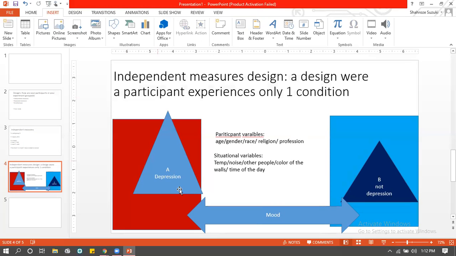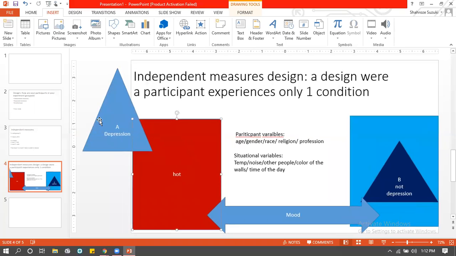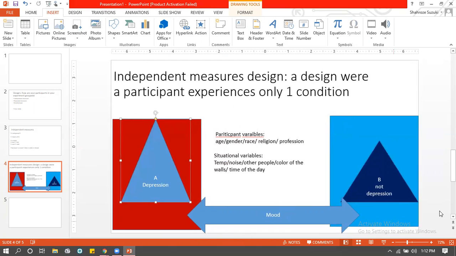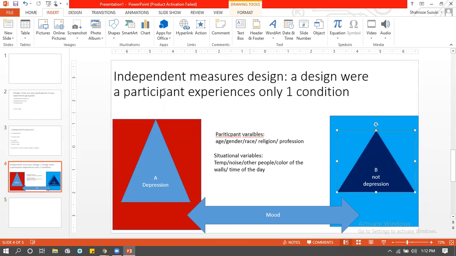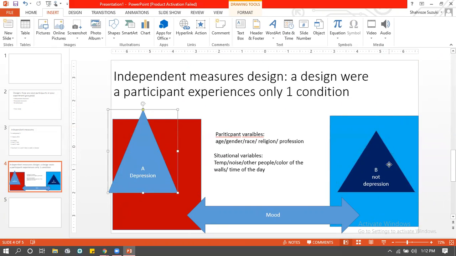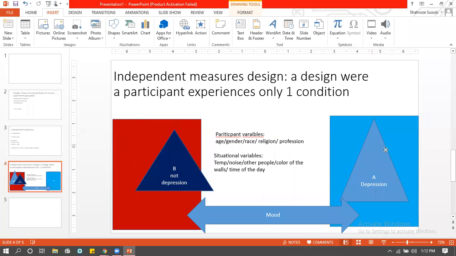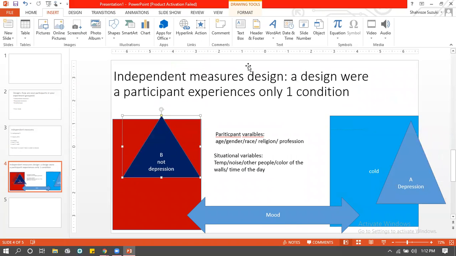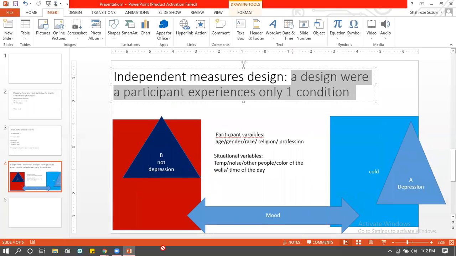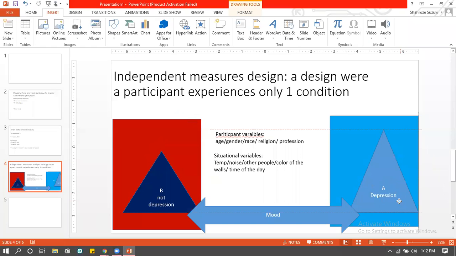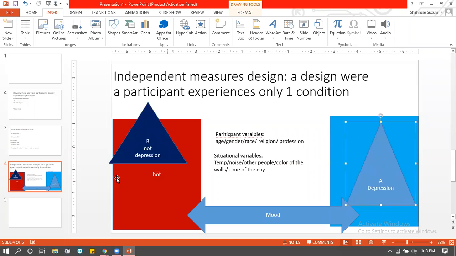One more weakness is that, see, for one group you need, let's suppose, this many participants, and for the other group you need this many participants. And the reason is that this person cannot go here, and this person cannot go here. The rule in independent measures design is that he's supposed to experience only one condition. So to fill two groups, you will have to choose many participants. Let's suppose we want 10 people per group. So 10 people here, 10 people here makes 20.